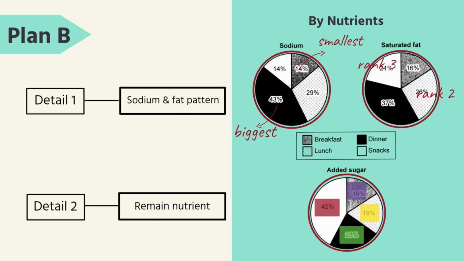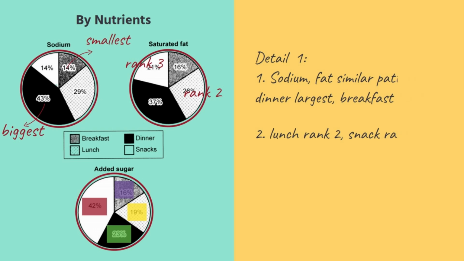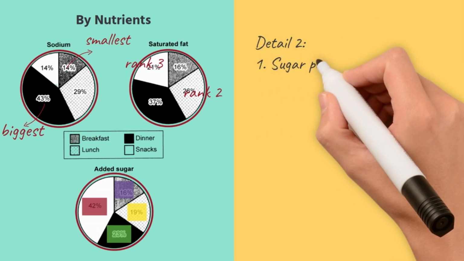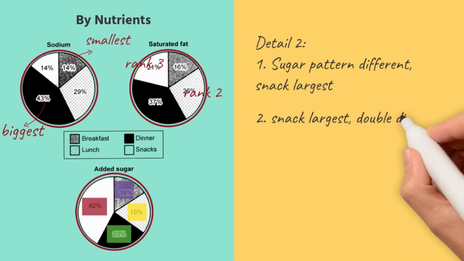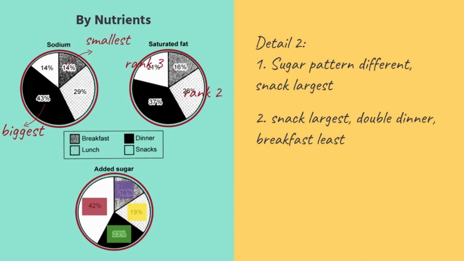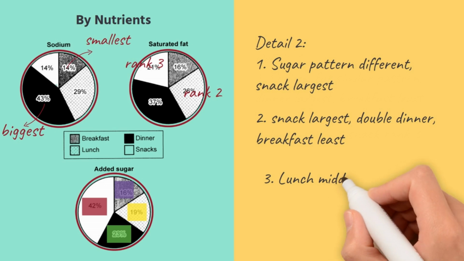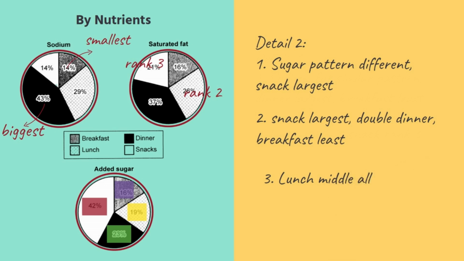Now, here is how I'm going to write my plan. Sentence 1, sugar pattern different, snack largest. Sentence 2, snack largest, double dinner and breakfast the least. Sentence 3, lunch middle for all. We use keywords to plan.